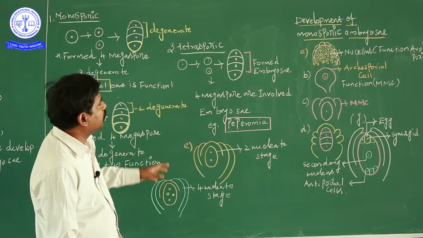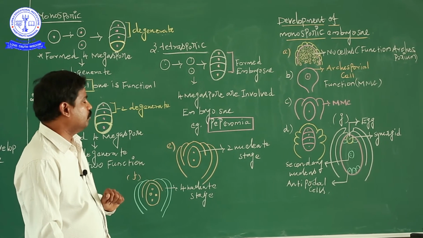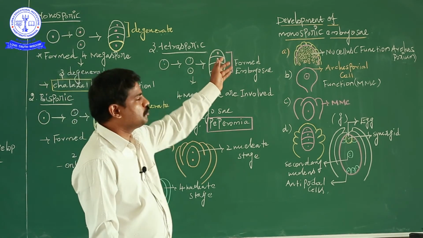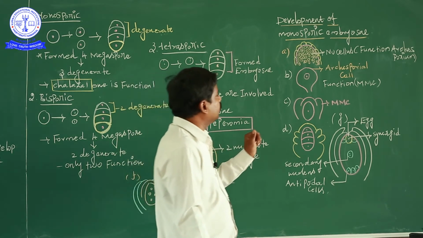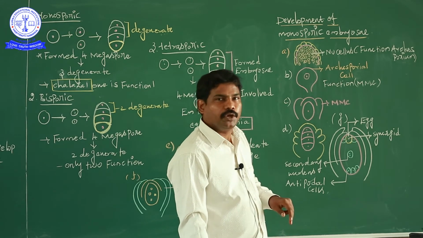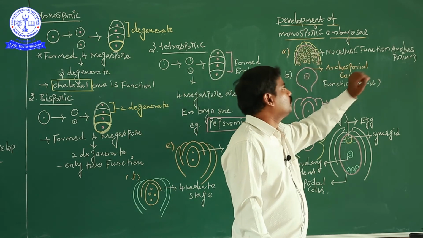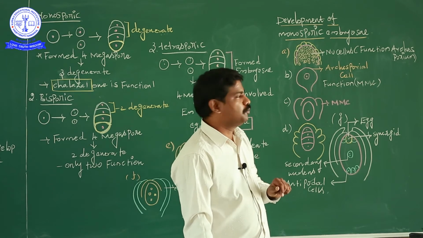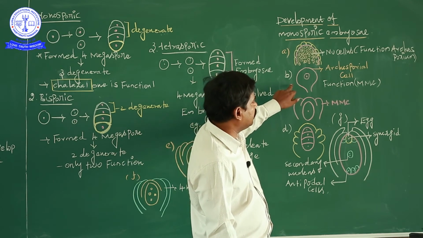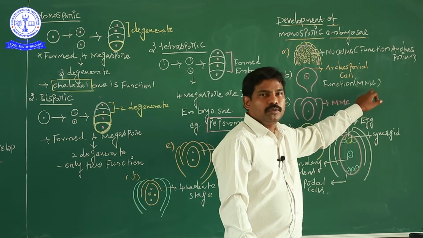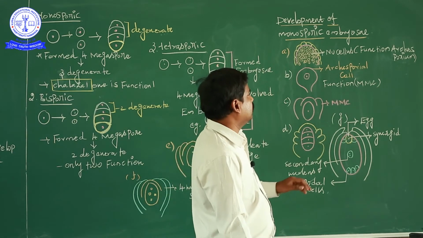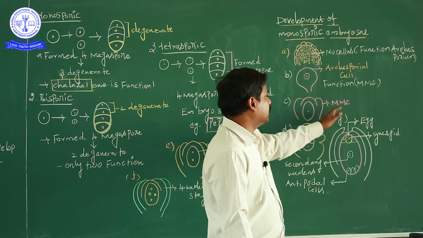And then the development of the monosporic embryo sac. There are many types, but I have taken only one type, the monosporic embryo sac. First, the nucellus. I already said the nucellus provides nutrition and functions as the archisporium. Then the archisporial cell, and second diagram, the archisporial cell functions as the megaspore mother cell, or MMC.